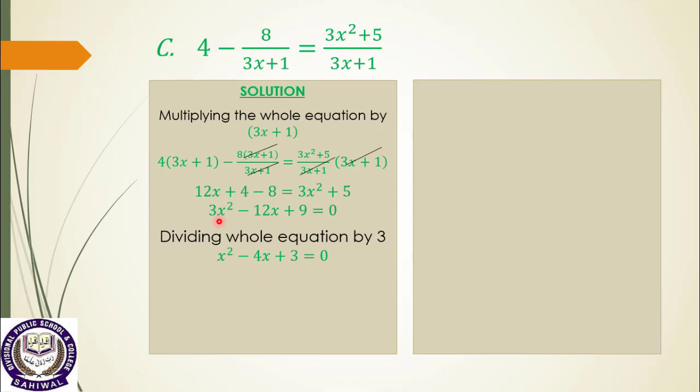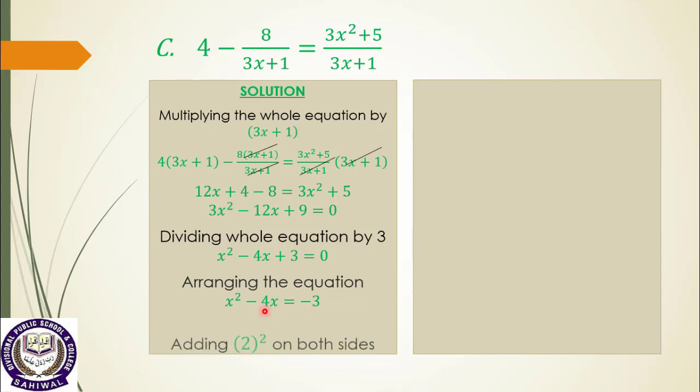Since the coefficient of x square is 3, we divide the whole equation by 3 and get x square minus 4x plus 3 equal to 0. Rearranging this equation, we get x square minus 4x equal to minus 3. We take the constant value from the left hand side to the right hand side. Here we can see that the value of b is 4. When dividing this by 2, we get b over 2 equal to 2.